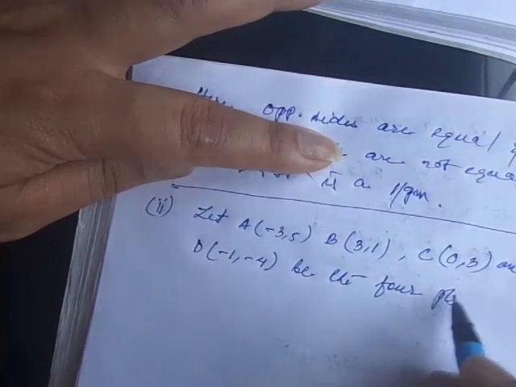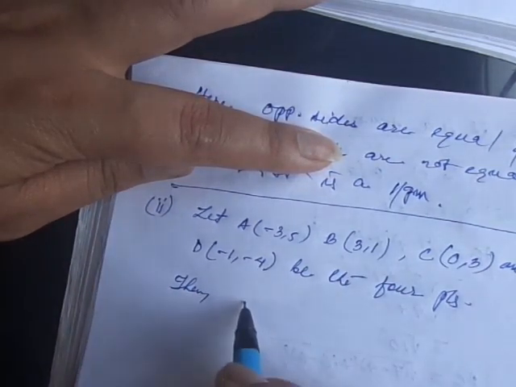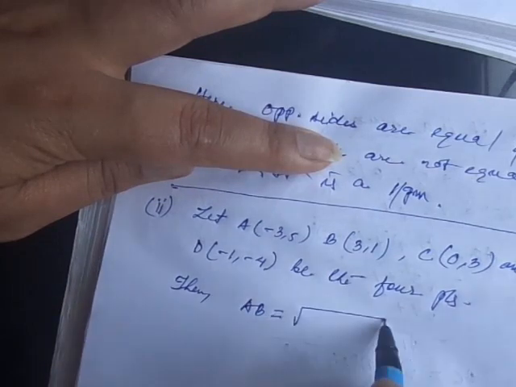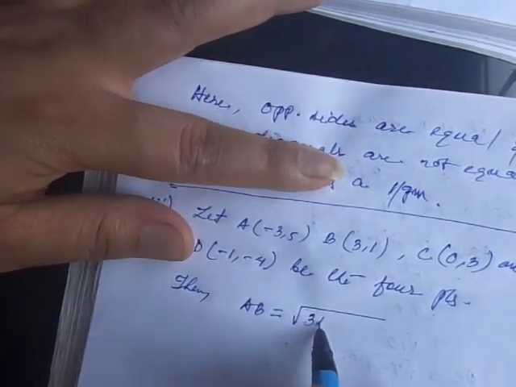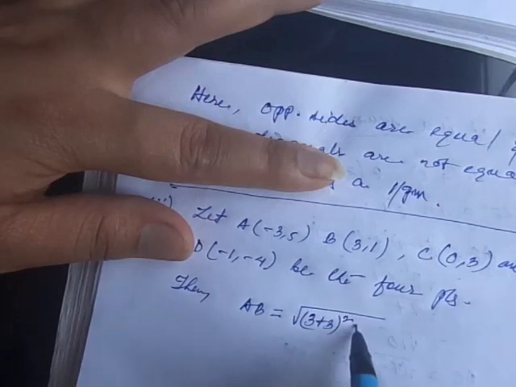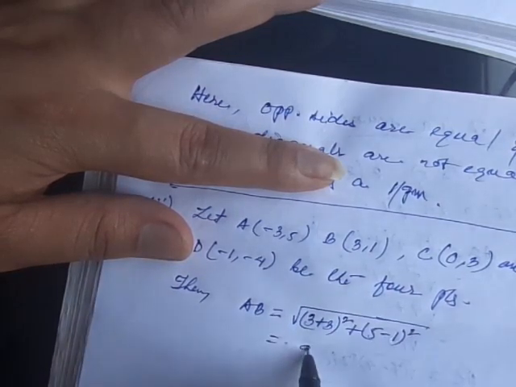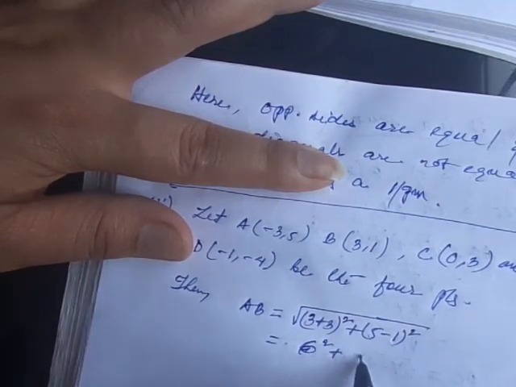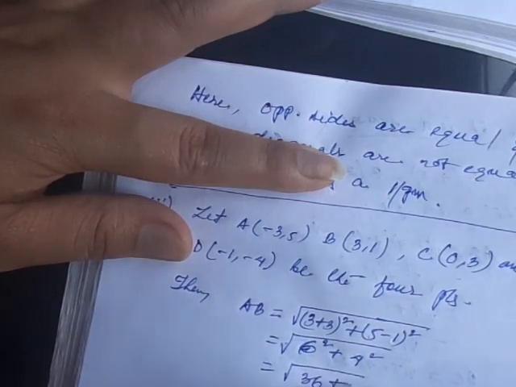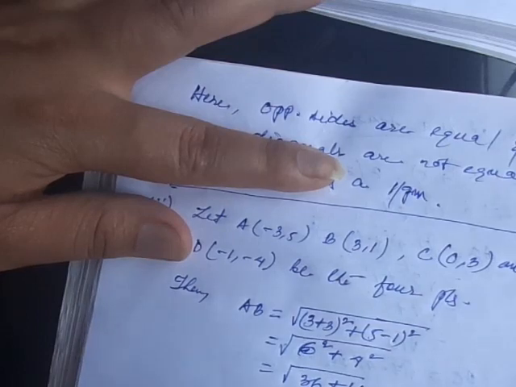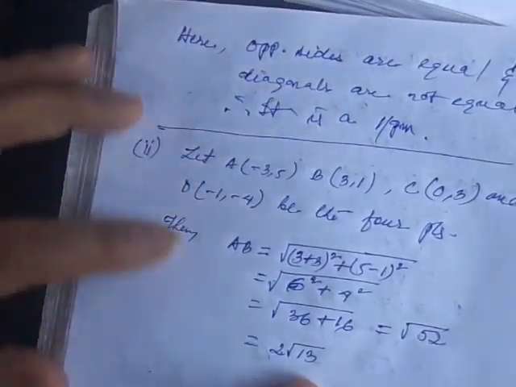4 points. So like before, we can find AB equal to square root of 3 plus 3 whole square plus 5 minus 1 whole square. So equal to 6 square plus 4 square, so square root of 36 plus 16. So we get root 52. Root 52 is equal to 2 root 13. 4 into 13 is this.